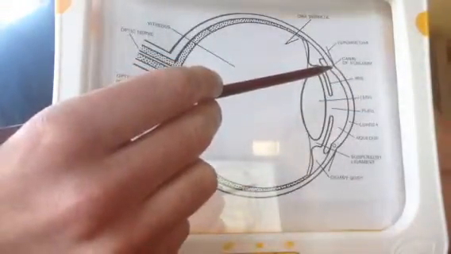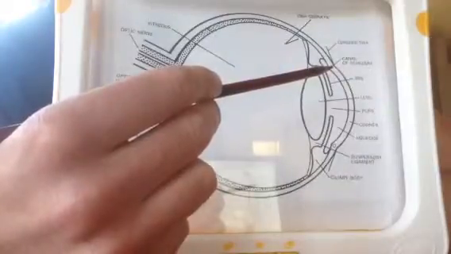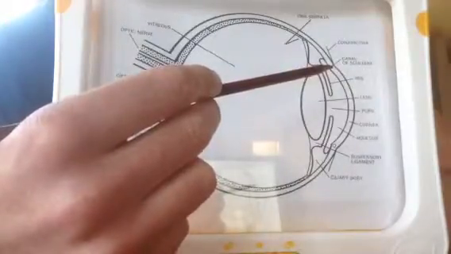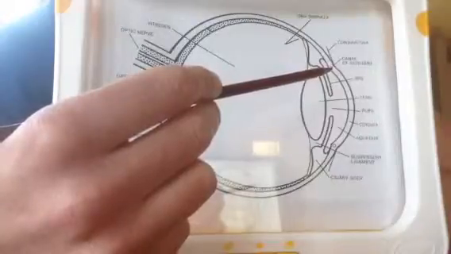Here we have the canal of Schlemm, which basically empties aqueous humor from the eye and deposits it into the bloodstream via aqueous veins.